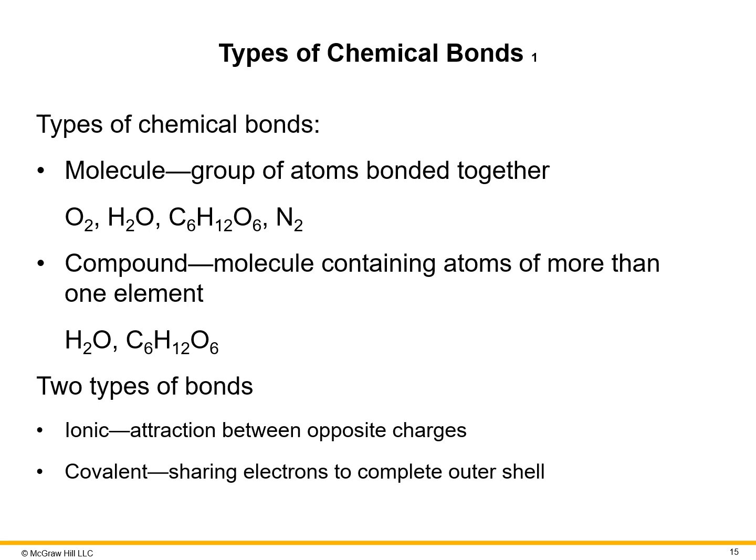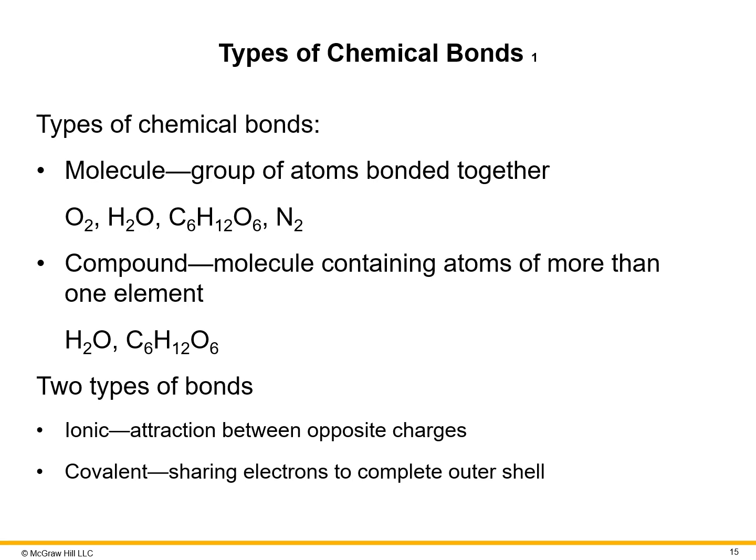Then we also have different types of chemical bonds. So a molecule, that's a group of those atoms that are bonded together. Here, you have O2, H2O, C6H12O6, that's sugar, and then nitrogen. And then you have a compound. That's a molecule that contains atoms of more than one element, just like C6H12O6 and H2O. There's more than one thing going on there. It's not just oxygen, it's hydrogen and oxygen, or carbon, hydrogen, and oxygen, just a combo.